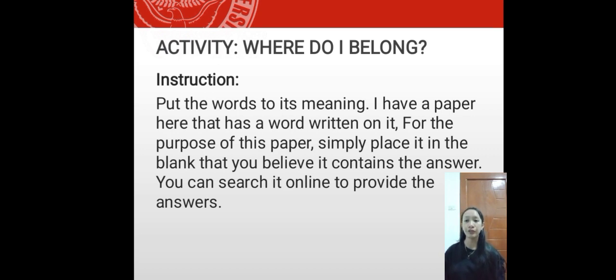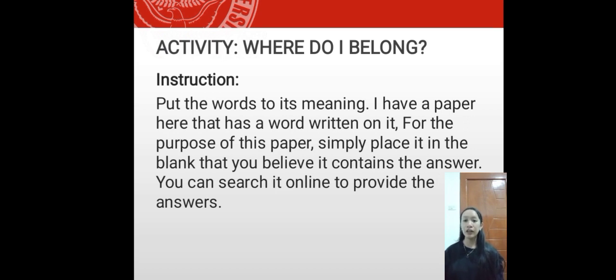I will group you into 3 and this activity is called Where Do I Belong? The instruction is put the words to its meaning. I have a paper here that has a word written on it. Simply place it in the blank that you believe contains the answer to that question. I'll just give you 3 minutes to finish that one. Are you done?